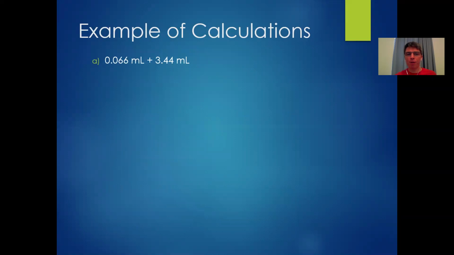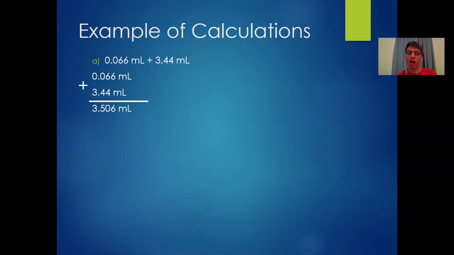So here's some examples of calculations. 0.066 milliliters plus 3.44 milliliters. Especially if you're doing addition and subtraction starting out, I recommend writing them vertically. It's really easy to see where these numbers stop. So mathematically, we get 3.506 milliliters. But based off of our significant figures, we may have to change this number.